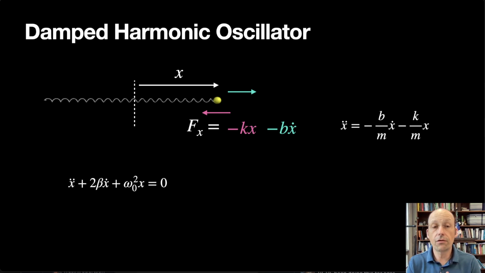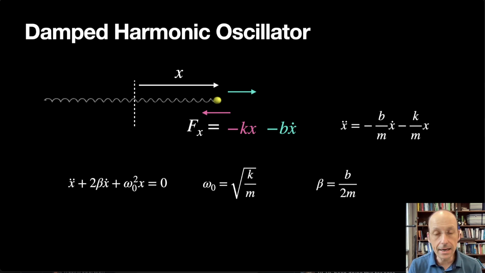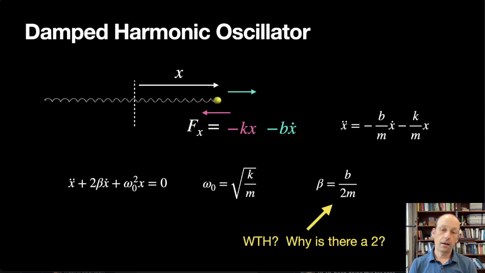So I can put it in this form, right? I can move the negative b over m x dot and the negative k over m x to the other side, and I get this. And then I can write this as 2 beta x dot plus omega naught squared x, where omega naught is the square root of k over m. That's the same thing we have for the undamped harmonic oscillator. And then I'm going to say beta is b over 2m. This is the part where you should say, what the heck? Why is there a 2 there? Why not just say beta is b over m? Aha, we'll find out in just a second. You don't have to do that. It's a trick that if you do know how to do it, it makes things easier for you later. But if you don't, it's not a big deal. It's the same thing, it just looks messier.